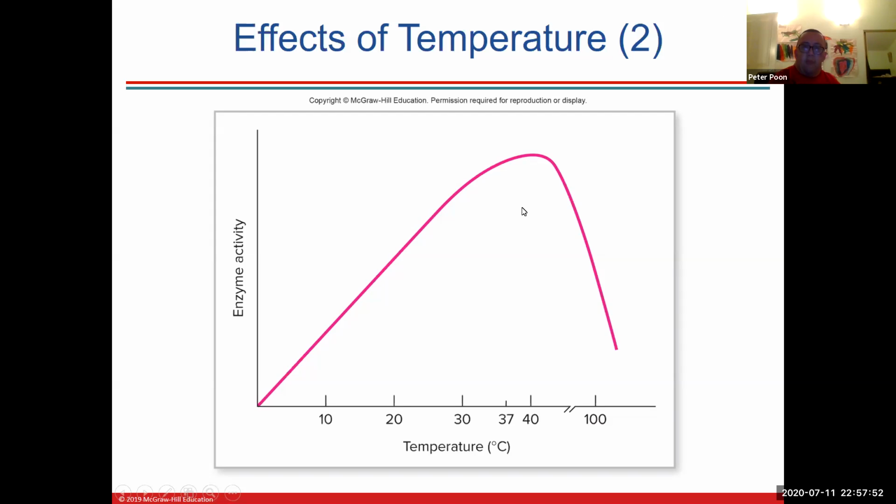See, enzymes work ideally at 37 degrees here. That's the top. When you increase a little bit more, they start to work, and then you see a very, very sharp decrease.